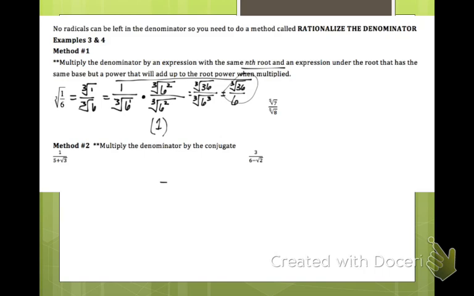Now look at the next one. We've got the fifth root of 7 over the fifth root of 8. So we're going to multiply by the same root and then the same base to the fourth power, because this one's to the first power, so I want to multiply it by a power that when we add them, it will equal the root.